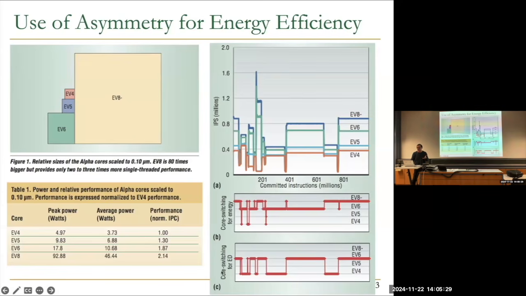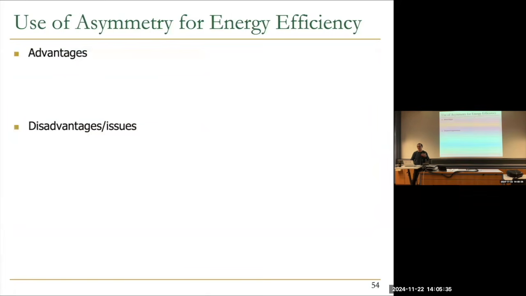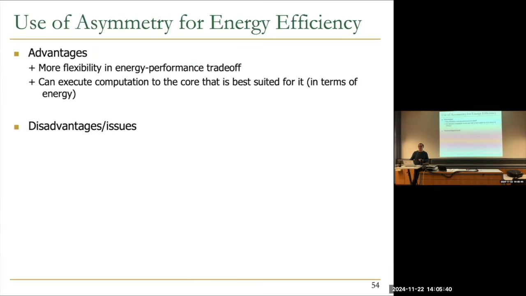And this is if you want to optimize for energy delay product. Okay, I'll let you think about it. That's the paper. Clearly, there are advantages and disadvantages to this. Now you get more flexibility in energy performance trade-off, and you can execute computation on the core best suited for it in terms of energy, right? Assuming you're taking into account energy directly.